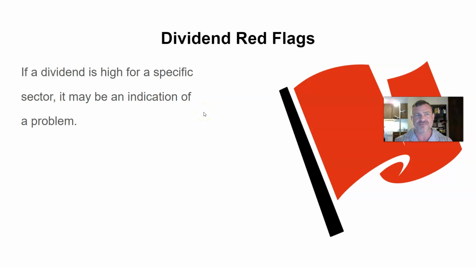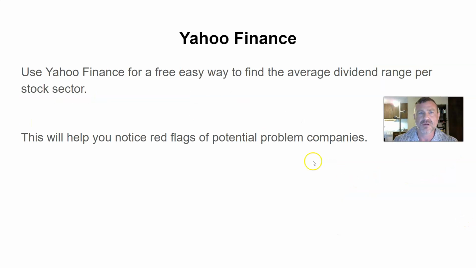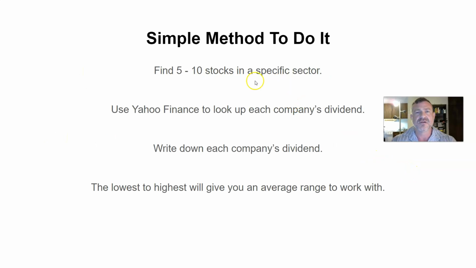Dividend red flags. If a dividend is too high for a specific sector, it may be an indication of a problem. You can use Yahoo Finance as a free, easy way to find the average dividend range per sector. This is really going to help you notice potential red flags of companies. A simple method to do it.